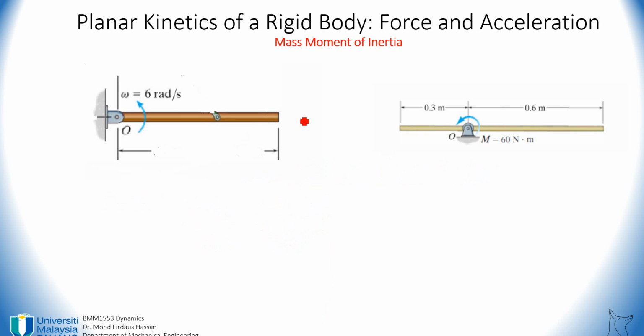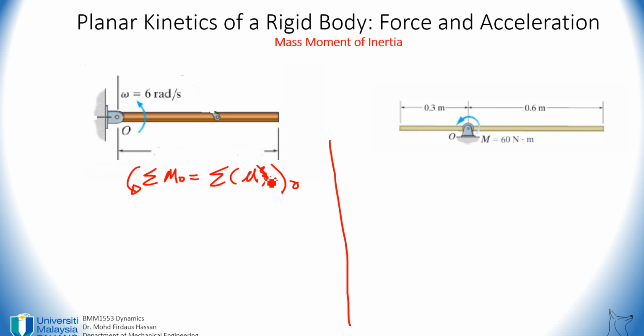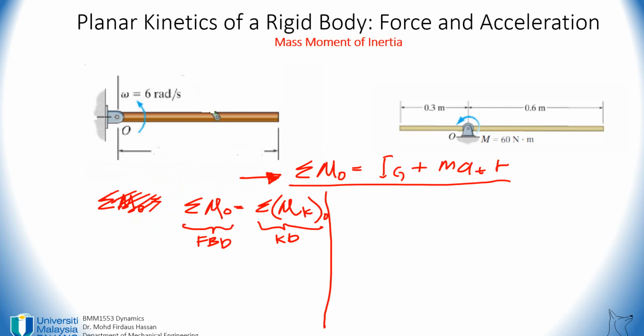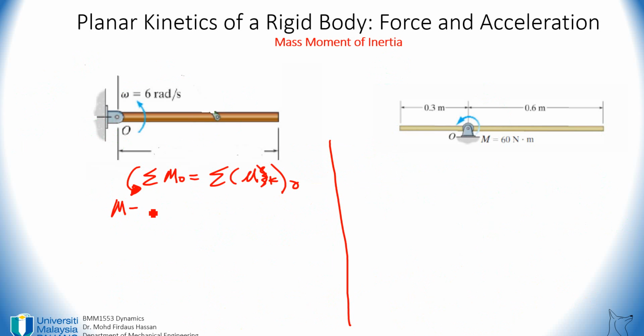Okay, so let's start. I use a new page. Summation of moment at O is equal to the summation of moment due to the kinetic element at O. Similar to the previous case. Summation of moment at O, so you have M minus W times R. This is your G, this is W, this is Oy, this is Ox. We have external moment.